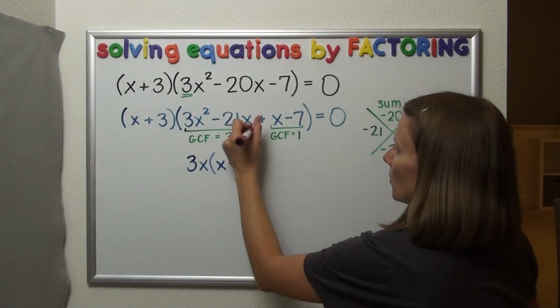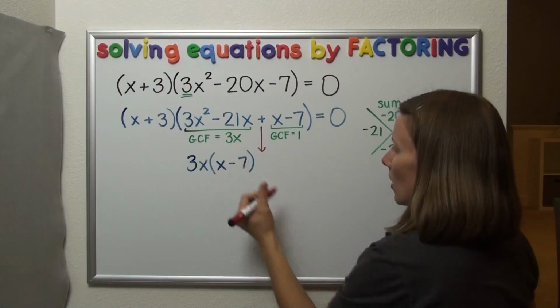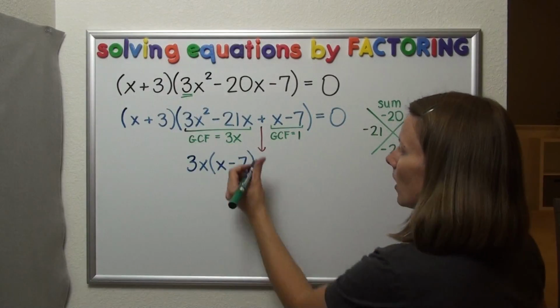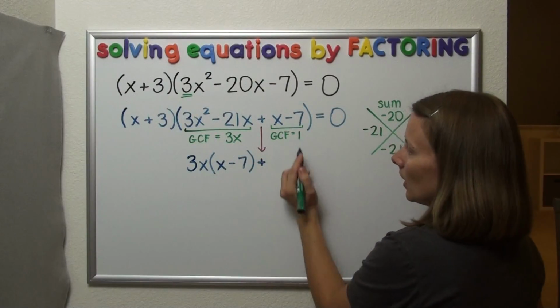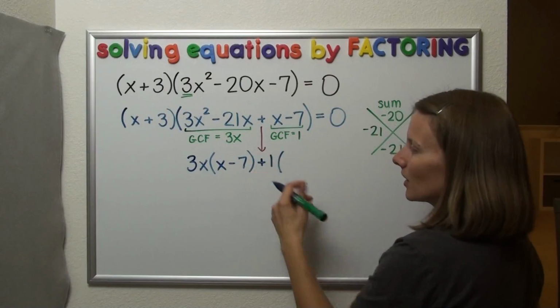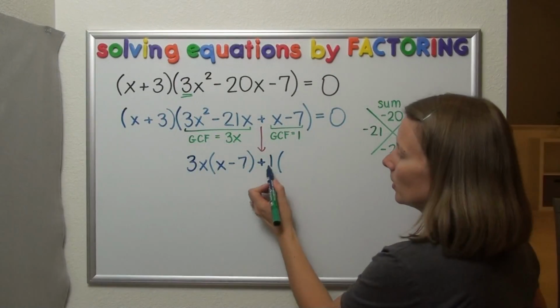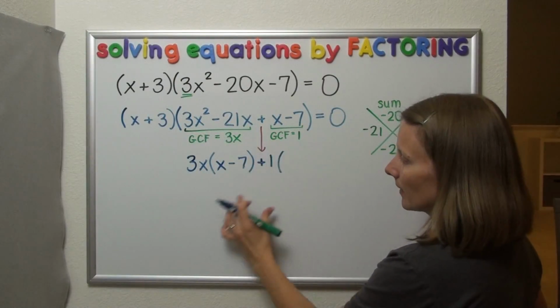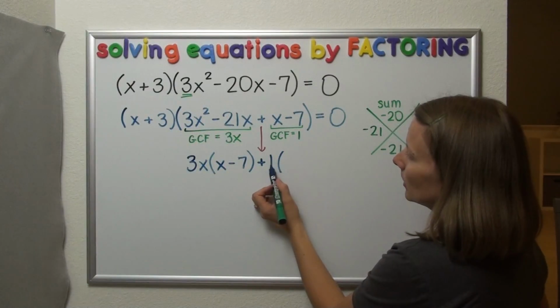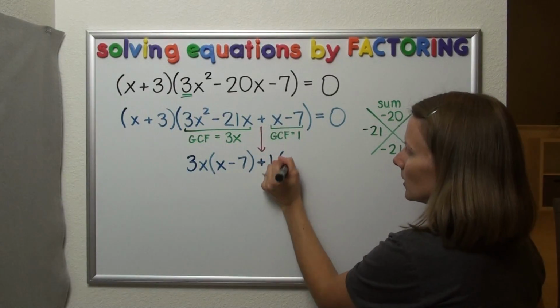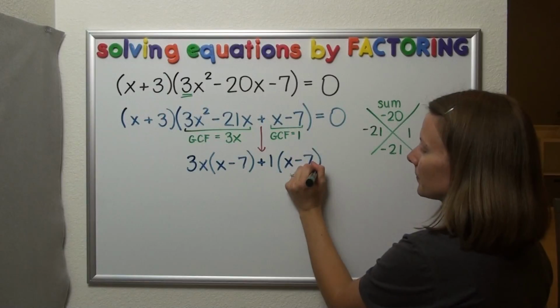Again, don't forget, when you're doing grouping, to drop that sign in the middle, so I'm dropping the plus sign. I'm pulling out a 1, which isn't going to change anything, but I'm going to go ahead and write that to help me with my last step of factoring. So I'm pulling out a 1, and it doesn't change anything else here. It's just x minus 7 still.